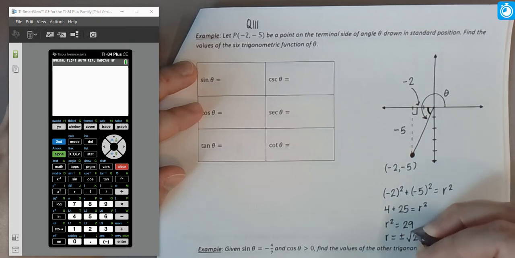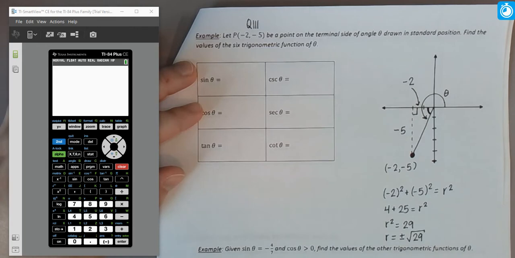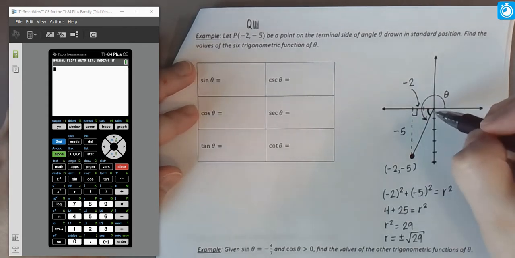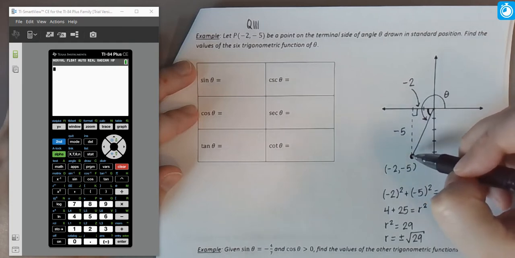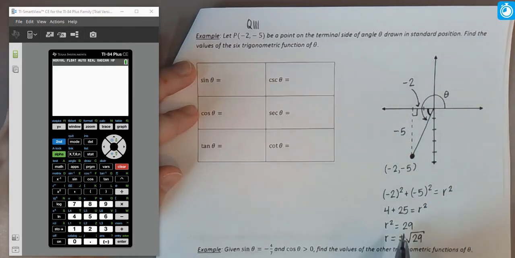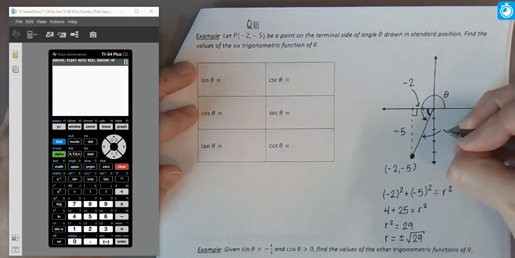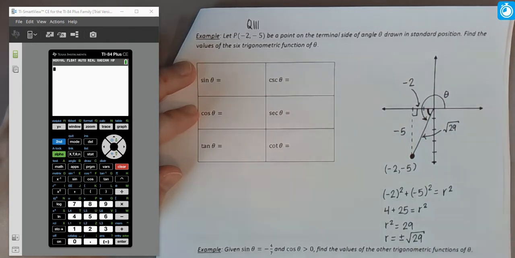Now, is it going to be positive? Is it going to be negative? Here we're talking about positives versus negatives. The signs can change. But because this is representing a distance, the distance from the origin to this particular point, distance is always defined as being positive. So we want the positive square root of 29. And also, it's worth noting, root 29 cannot be simplified any further. If it could be, of course, we would want to simplify that further.